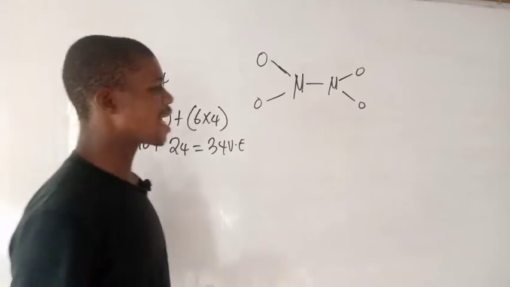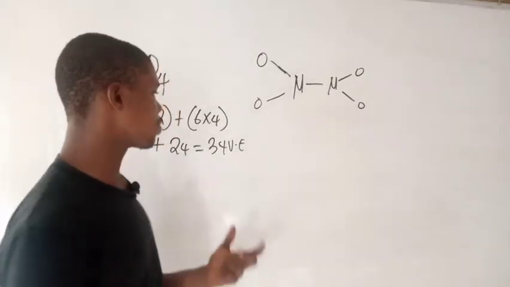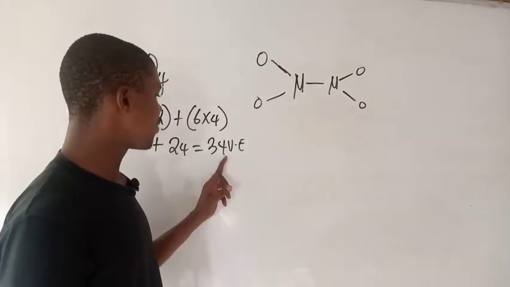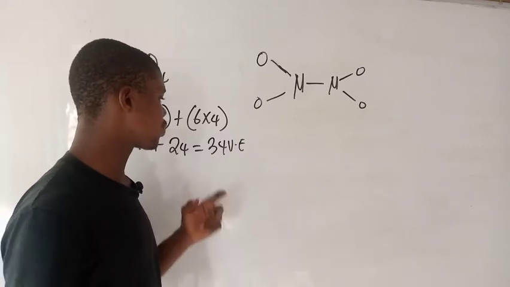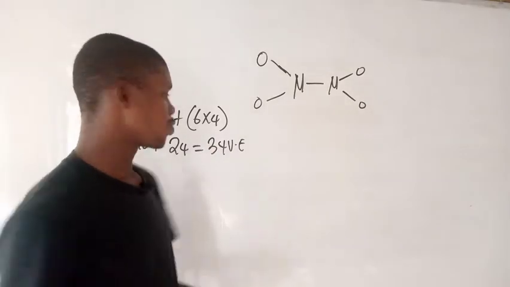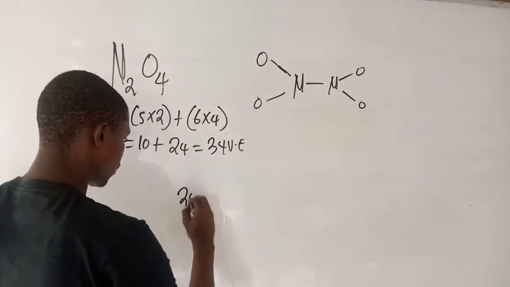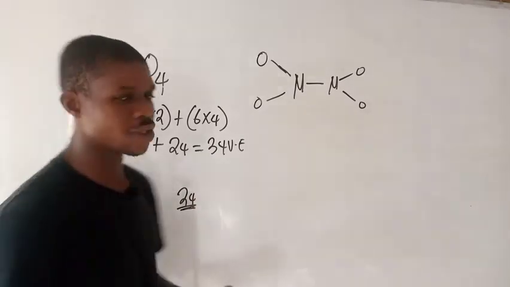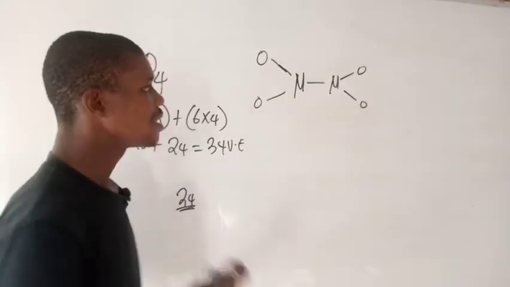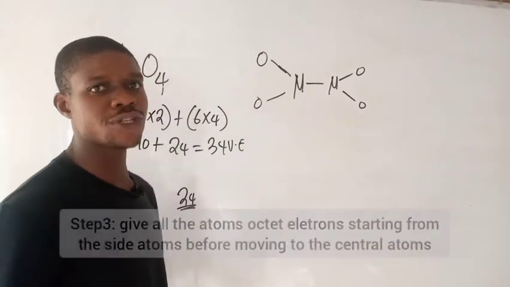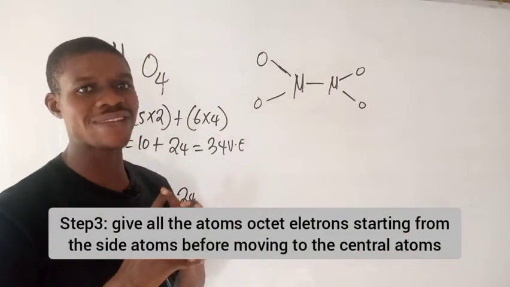I now have my remaining electrons. If I subtract 10 from the 34 valence electrons, I'm going to have 24 as my remaining electrons. The next thing I want to do is to make sure all the atoms have their octets.